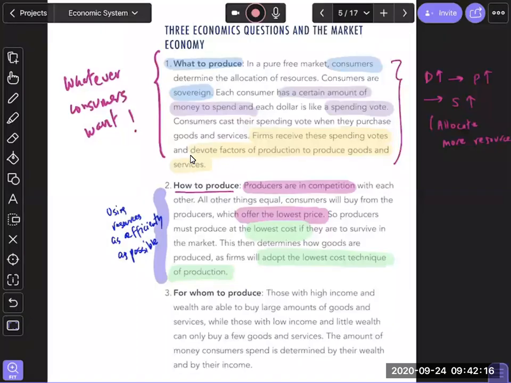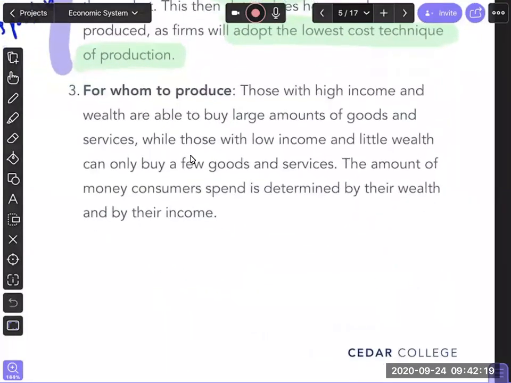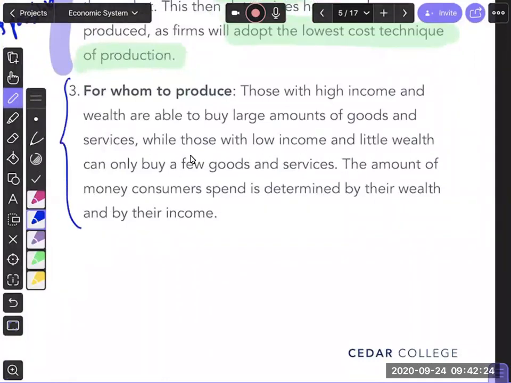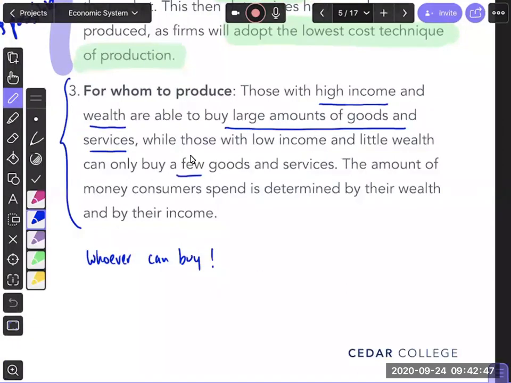So when we look at for whom to produce, we're looking at basically who are we making the good for? And the answer to this question in a free market economy is whoever can buy. So in short, what I'm saying is that those with high income and those with more wealth will be able to buy a large amount of goods and services. In this economic system, it's the one who has the money who will get the good. If you are somebody who's poor or somebody with low income and little wealth, then you will only buy few goods and services. So in short, the answer to this question of for whom to produce is the one who has the money.